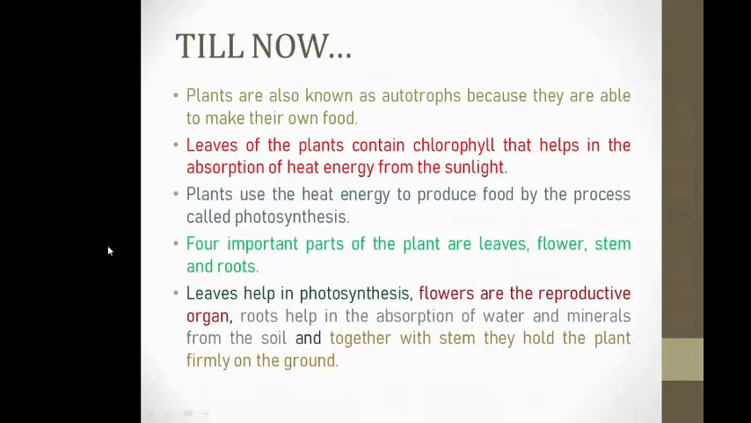Till now we have discussed that plants are also known as autotrophs because they are able to make their own food. Leaves of the plants contain chlorophyll that helps in the absorption of heat energy from the sunlight. Plants use that energy to produce food by the process known as photosynthesis. The four important parts of the plant are leaves, flower, stem, and roots. Leaves help in photosynthesis, flowers are the reproductive organ of the plants, roots help in absorption of water and minerals from the soil and provide it to the leaves for photosynthesis, and together with the stem, they hold the plant firmly on the ground.